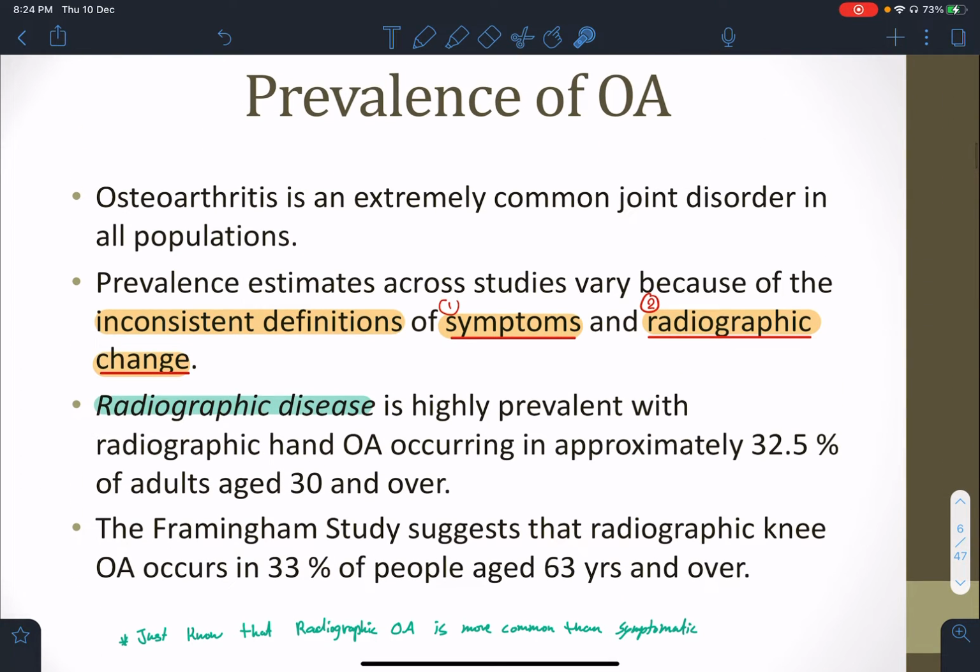Here are some studies regarding the prevalence of osteoarthritis. Osteoarthritis is an extremely common joint disorder in all populations. Prevalence estimates across studies vary because of inconsistent definitions of symptoms and radiographic changes. What differs between the studies is that it's somewhat subjective, because when doctors look at the radiographic findings they may or may not see them since they are not very clear, and the symptom presentation varies.